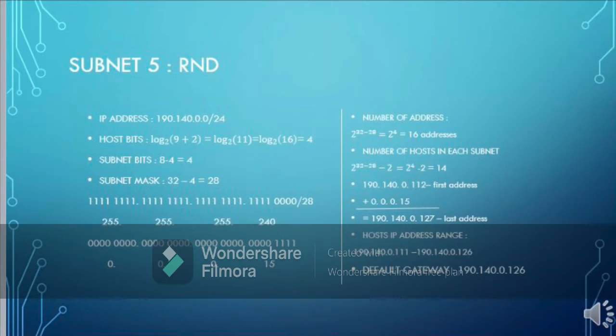We already have the subnet mask, then we can change it into binary numbers, which is 28 ones and 4 zeros. Next is to change the binary numbers into decimal numbers, and we get 255.255.255.240, and then we convert zeros and ones to get the wildcard, so we have 0.0.0.15. To find the number of addresses is 2 power of 32 minus 28, which is from the subnet mask, equals 2 power of 4, and then we have 16 addresses. Next up, the number of hosts in each subnet.